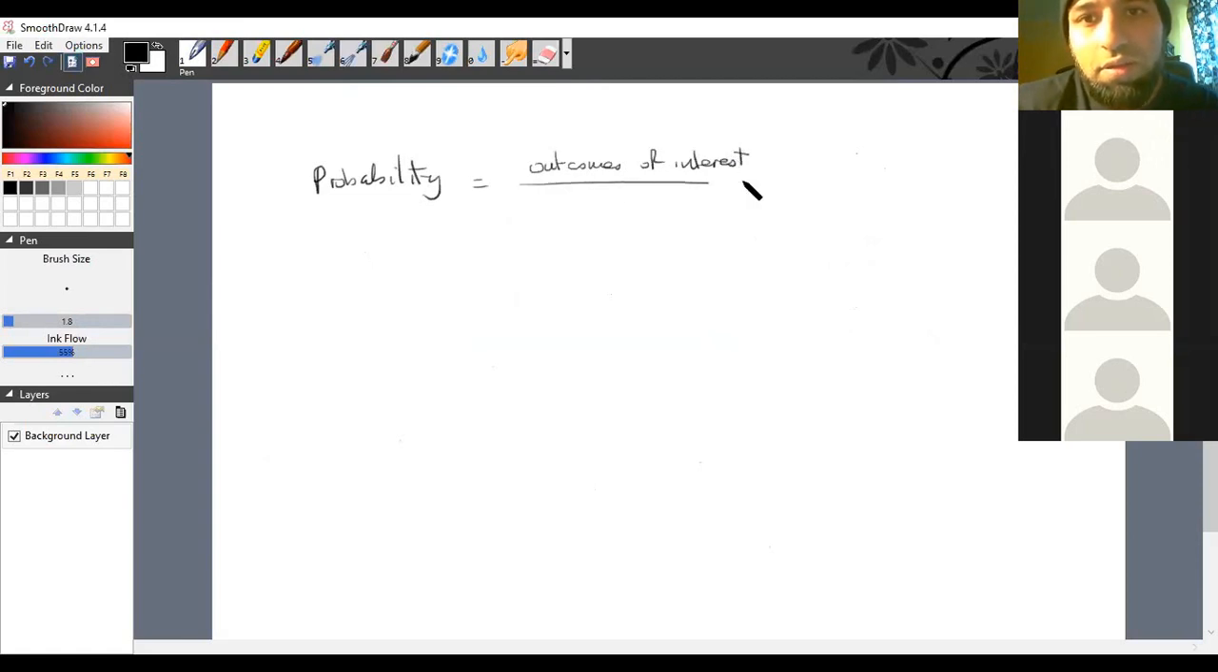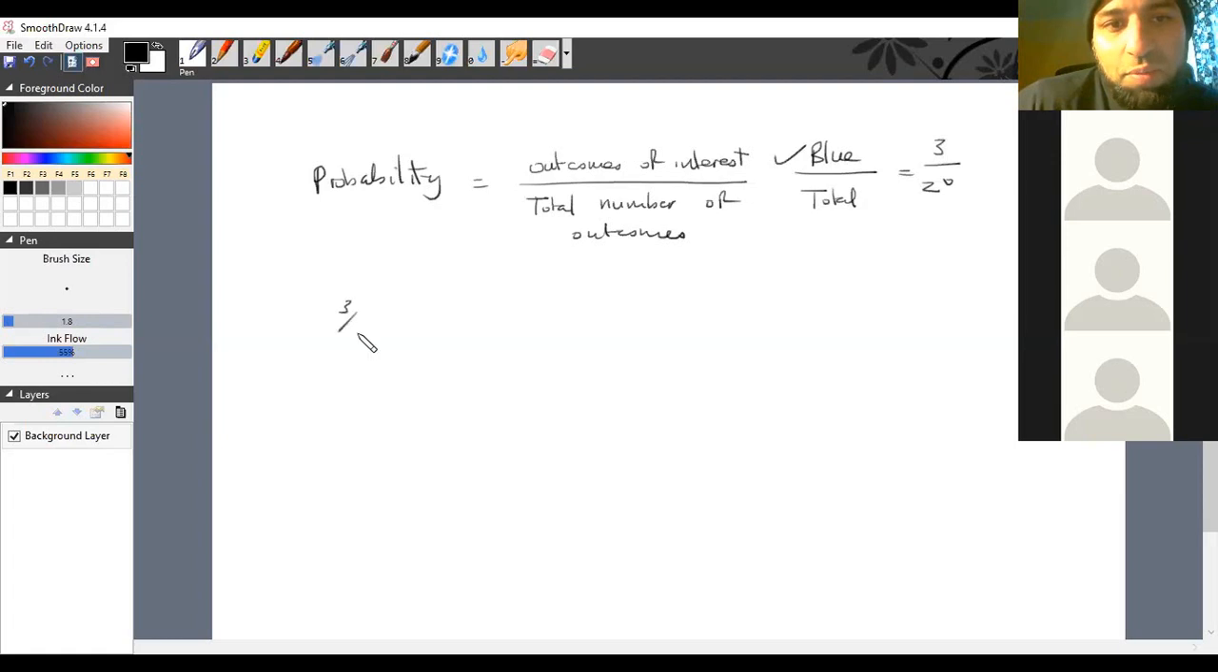Over the total number of outcomes. The total number of balls here were 20. So we always use this formula to understand the probability of a situation. We look at what we're interested in, in this case, the probability of getting a blue ball. But those blue balls were out of a total number of balls. And then we realized the blue were 3 and the total was 20.